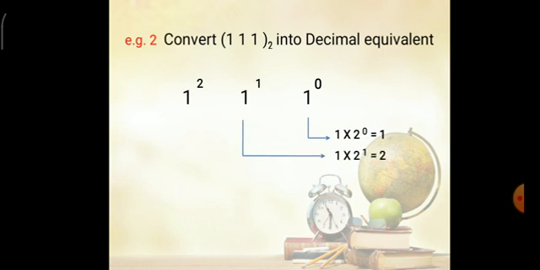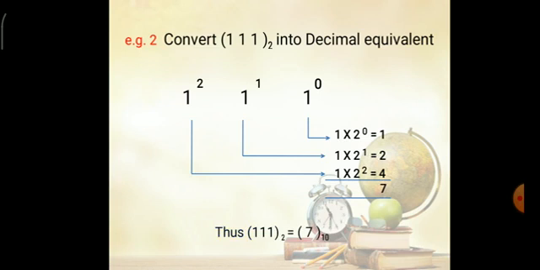Take the other digit, that is 1, and multiply it with 2 with the same power as on the digit, that is 1. In the same way, do the same procedure with the third digit. 1 into 2 to the power 2 equals 4. After doing all the digit operations, sum up all the products. We get the result 7, and this is our decimal equivalent. So 111 of binary is equal to 7 in decimal.